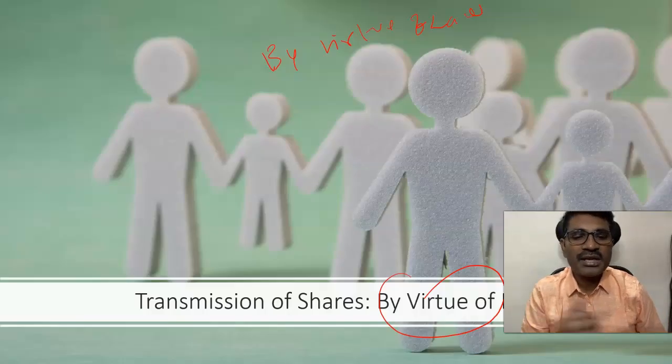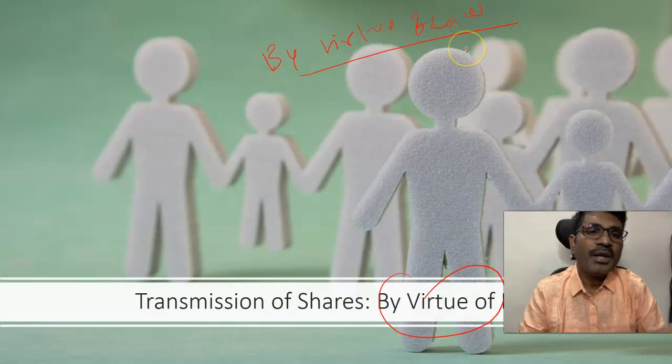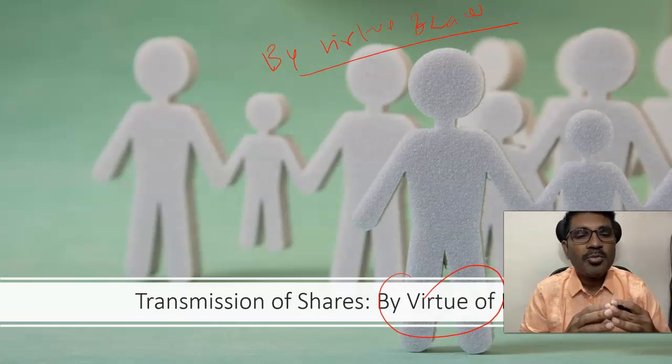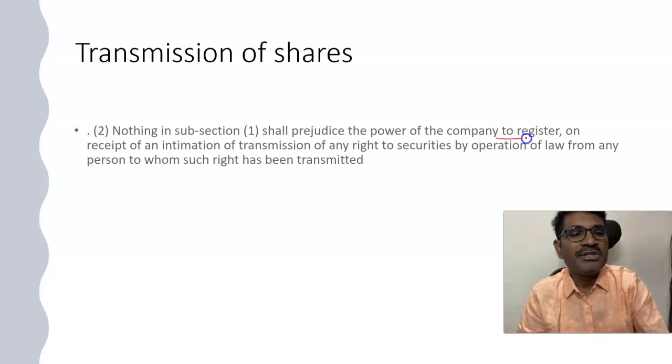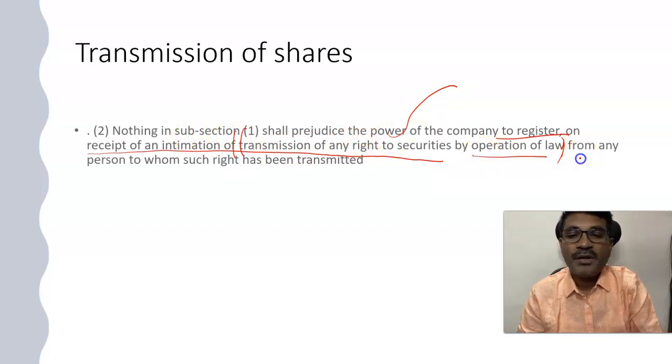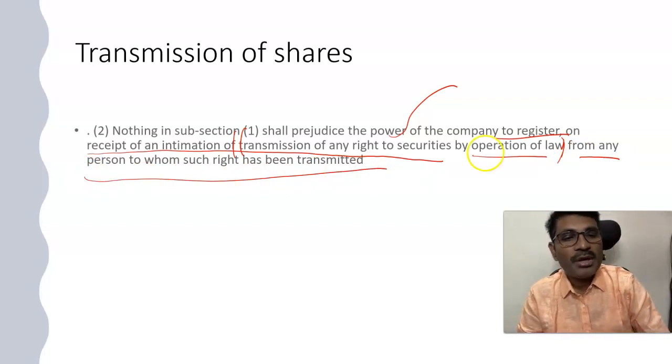In the case of transmission, the shares are transferred by virtue of law. Try to understand that by virtue of law means the shares are transferred by the provisions of law. Now let us see the provision. Without prejudice to sub-clause 1, the company has the power to register the receipt or intimation of transmission of any right to securities by operation of law, from any person to whom the right has been transferred by operation of law.